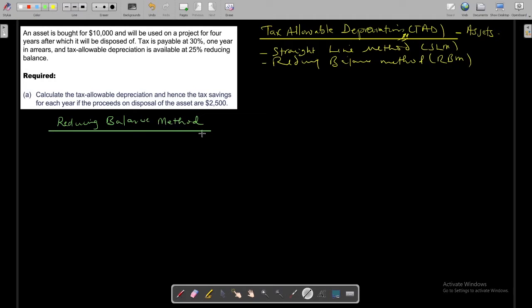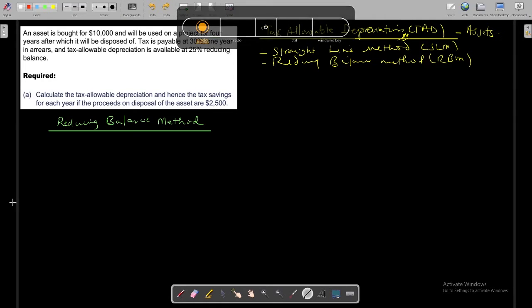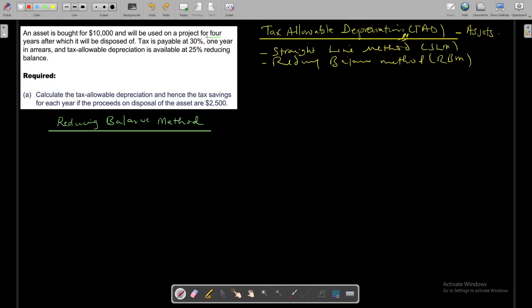Now the reducing balance method reduces the asset using a specific rate. So let's look at the question. An asset is bought for $10,000 and will be used on a project for 4 years. The cost of the asset is $10,000, after which it would be disposed of.